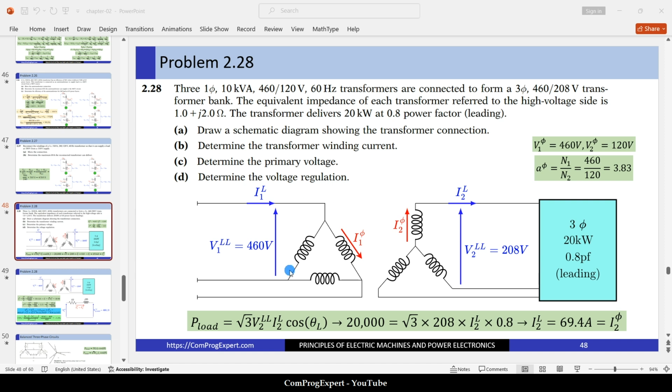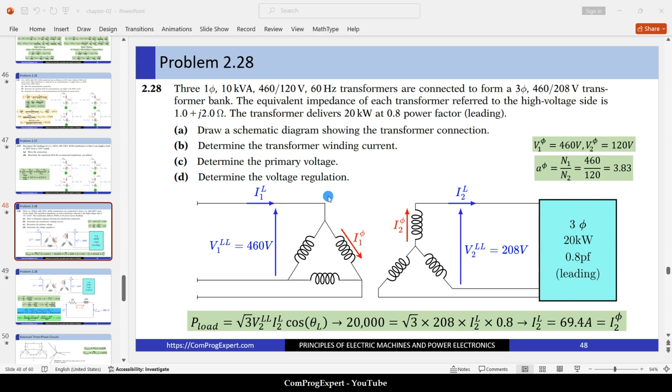So here you can see the connection of the coils of the primary side of this three-phase transformer. Okay, we have three single-phase transformers. We have a delta connection here and Y connection here, and here is a three-phase load.